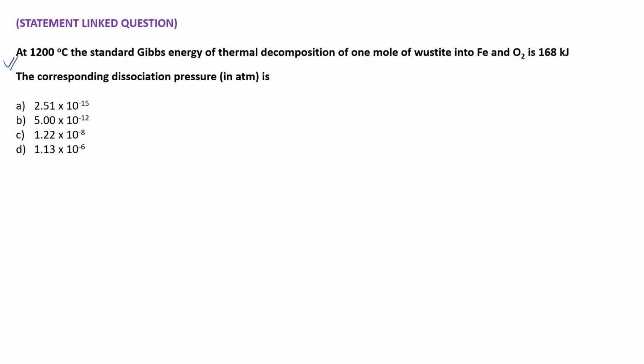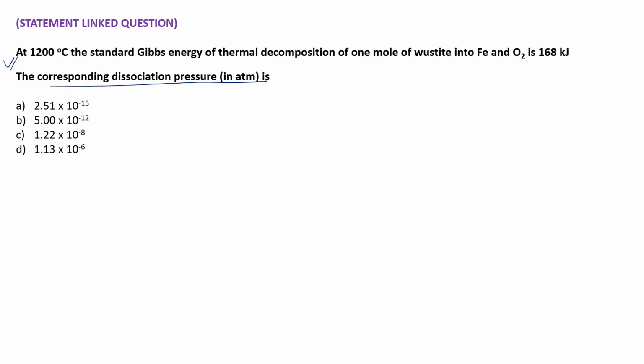At 1200 degrees centigrade, the standard Gibbs energy of thermal decomposition of 1 mole of wustite into Fe and O2 is 168 kilojoule. The corresponding dissociation pressure is? So what is that dissociation pressure? From where will this pressure come? This pressure will come from the reaction itself. Let us see what the reactions are, whether some gaseous component is there or not.